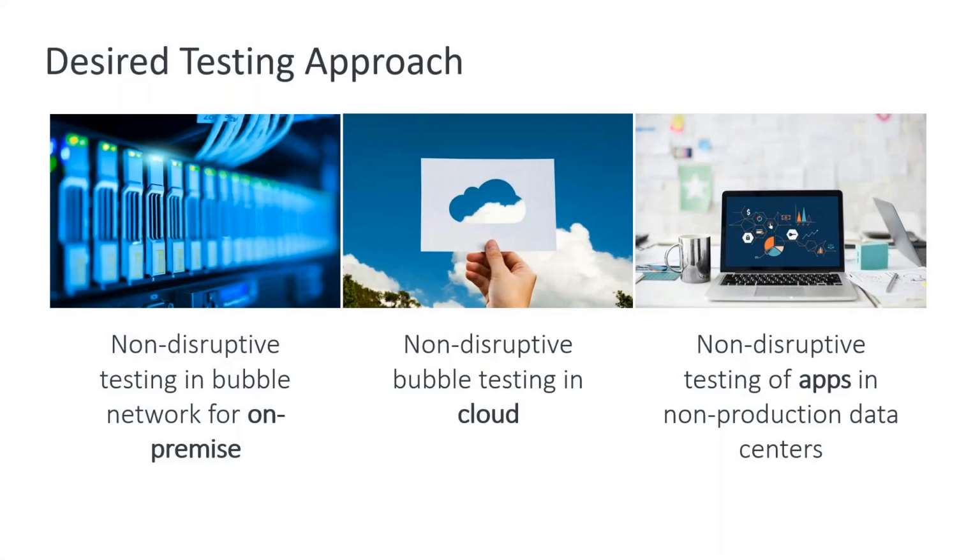So that's kind of the evolving measures we see as far as testing. Some of the things: non-disruptive, building a test bubble network on-prem, and giving the capability to move those workloads in that isolated area, and doing non-disruptive bubble testing in the cloud. We're seeing that activity happening in the new way of doing testing.